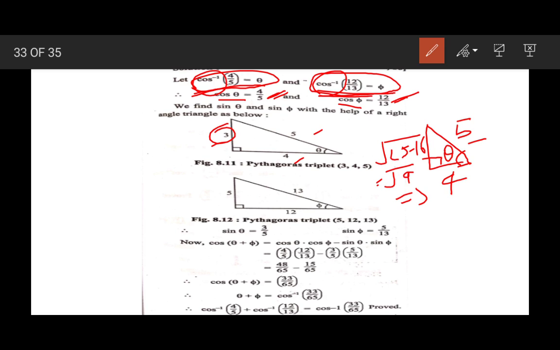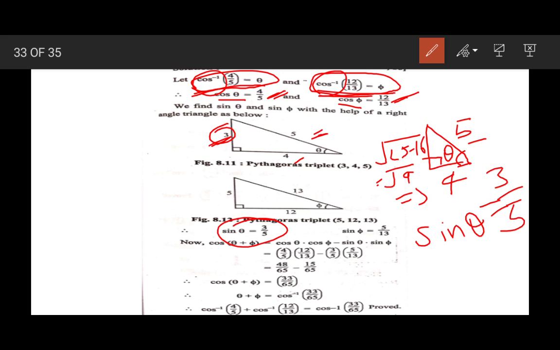Then cos theta is given, and now I have to find sin theta. Sin theta will be opposite upon hypotenuse, so sin theta is 3 upon 5. Cos theta is given, and by using cos theta I found sin theta.